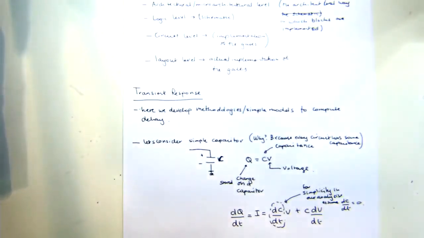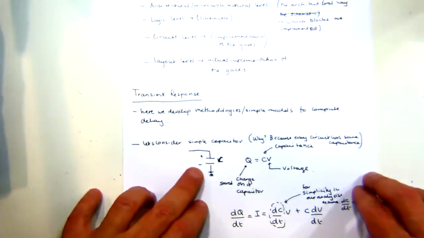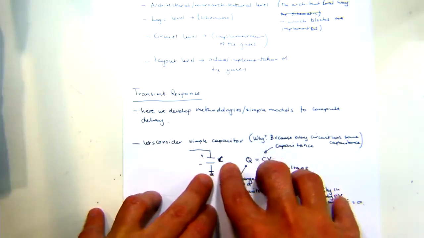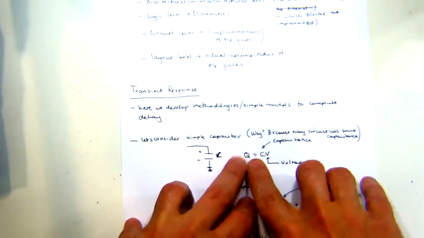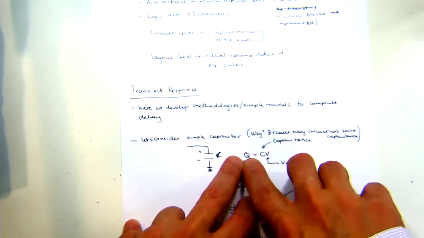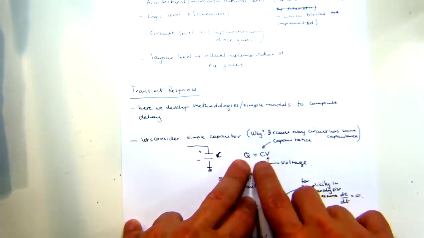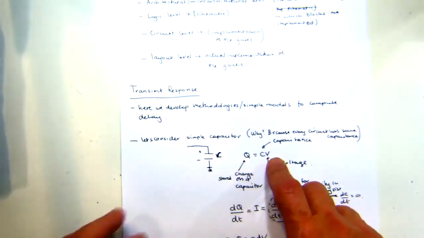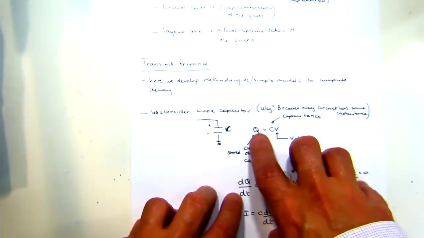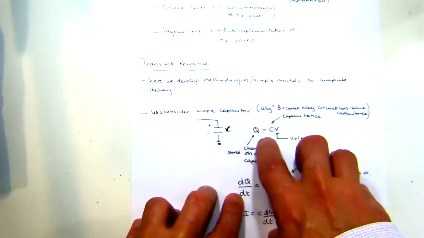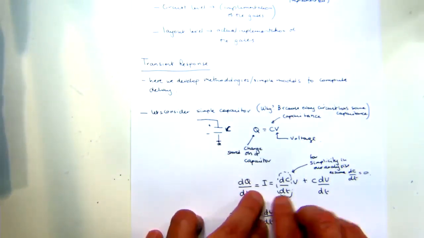Okay, so now let's talk a little bit about transient responses. The first thing I wanted to talk about is this simple capacitor. If you look at this capacitor, I'm sure you've seen this formula, which is Q equals CV. So the charge that's stored on this capacitor is the capacitance times the voltage of that capacitor. And then we can use that to derive the current.